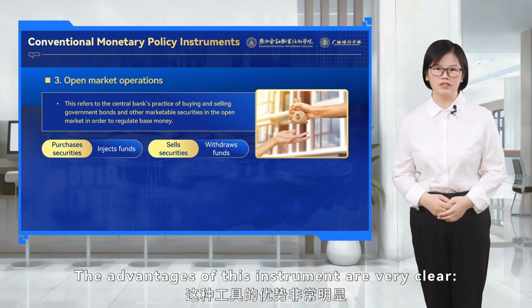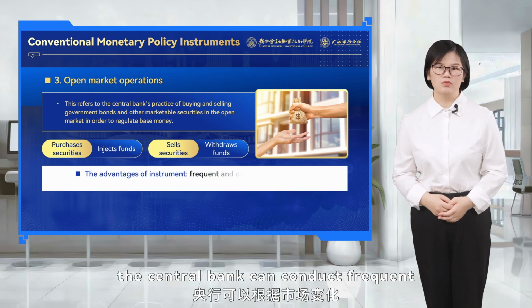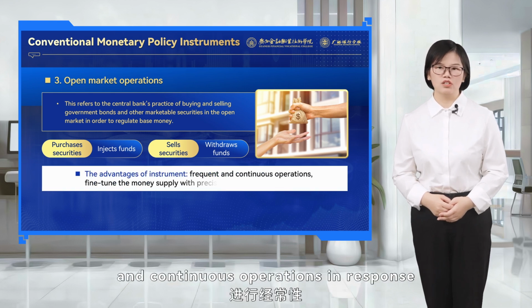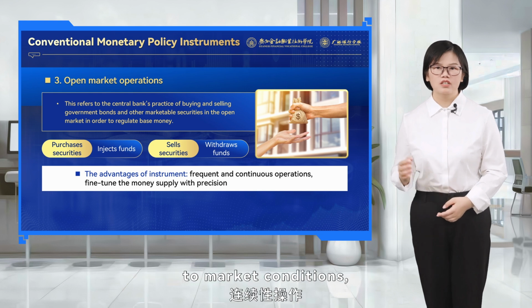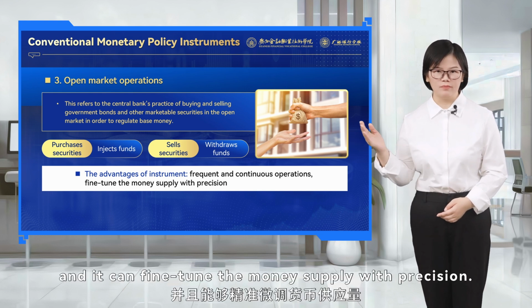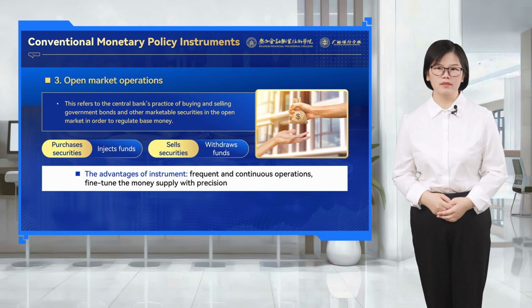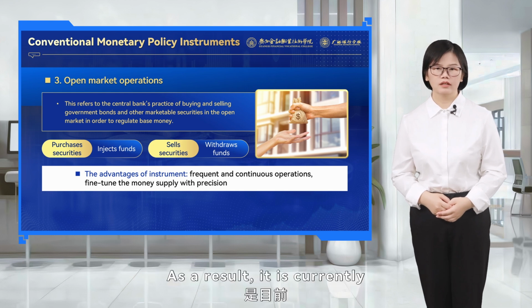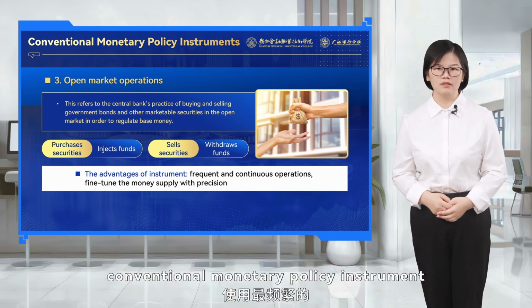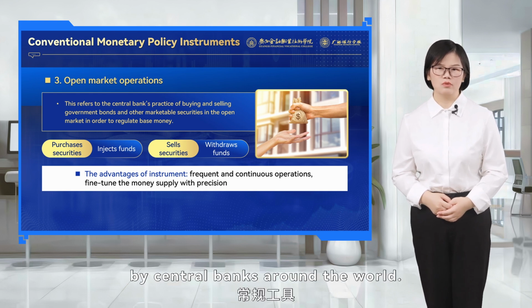The advantages of this instrument are very clear. The central bank can conduct frequent and continuous operations in response to market conditions, and it can fine-tune the money supply with precision. As a result, it is currently the most widely used conventional monetary policy instrument by central banks around the world.